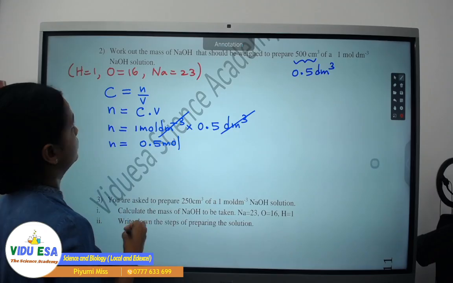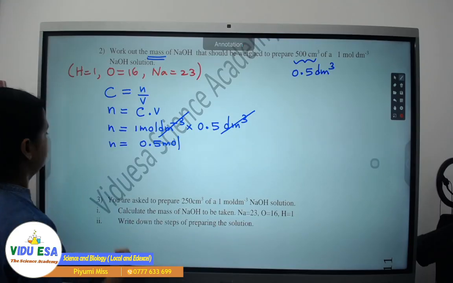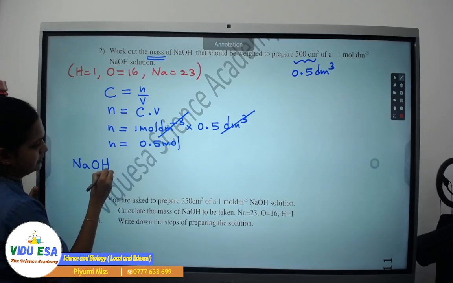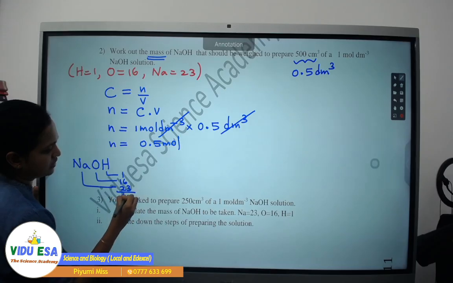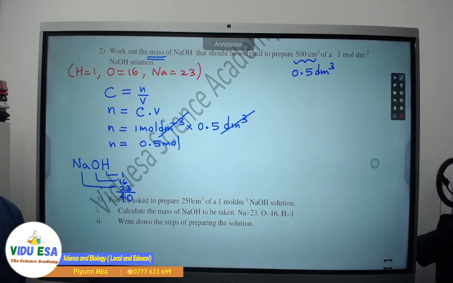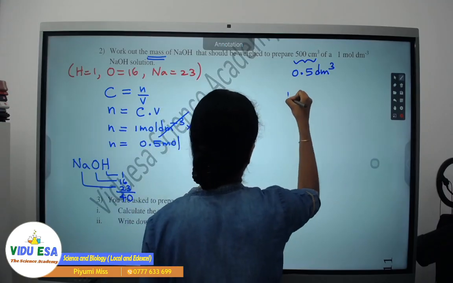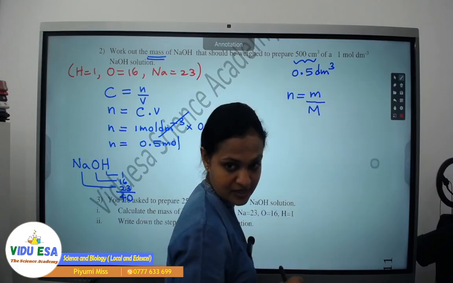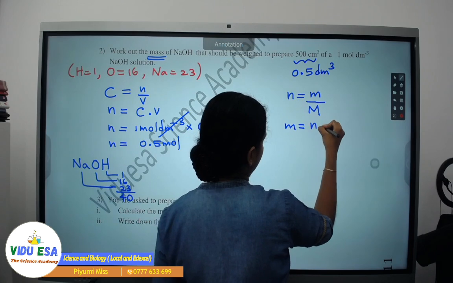So you are asked about the mass of sodium hydroxide. Then we can calculate the relative molecular mass of sodium hydroxide. Hydrogen is 1, oxygen is 16, sodium is 23. So altogether this is 40. The relative molecular mass taken in grams is the molar mass. Therefore, you can substitute into the equation number of moles equals mass divided by molar mass. So the mass is equal to number of moles into molar mass.